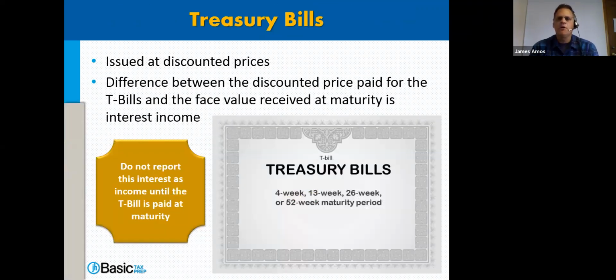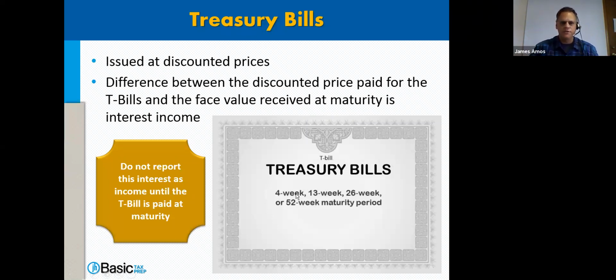Treasury bills are ones that are issued at discounted prices. The difference between the discounted price when you buy the bill and the face value that you get back when you basically sell it back to the government is interest. So really, this is not real complicated. They sell it to you at a certain price, and they promise that it's going to be worth at least a specific amount when you buy it back.